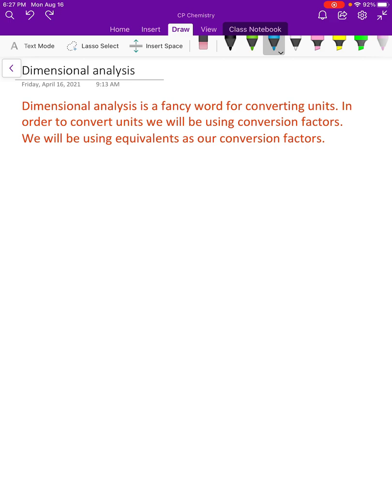So when we talk about equivalents, 1 equals 1. That's an equivalent. 5 equals 5. That's an equivalent. Okay? We are going to take our equivalents and turn them into what we call conversion factors, and they're going to be in fraction form. So 1 equals 1 as a conversion factor would be 1 over 1. 5 equals 5 as a conversion factor would be 5 over 5.